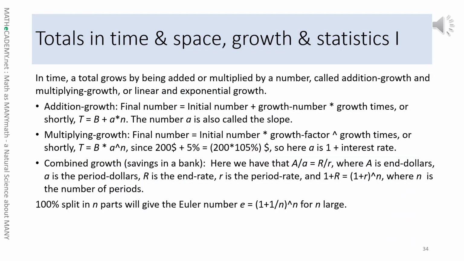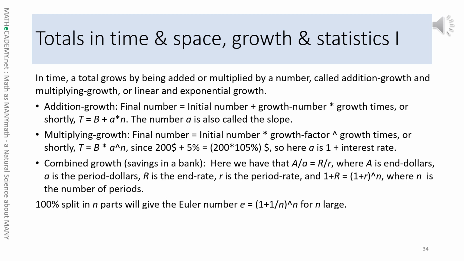Totals in time and space, growth and statistics, 1. In time, a total grows by being added to, or multiplied by, a number, called addition growth or multiplying growth, or linear or exponential growth. Addition growth: final number equals initial number plus growth number times the growth times, or shortly, t equals b plus a times n. The number a is also called the slope.